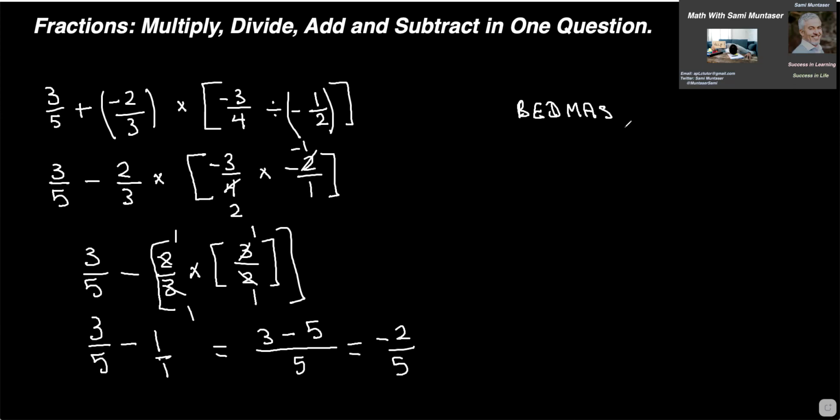I'm going to do one more. The other one that I'm going to do is, maybe use a different color here. So the other one is brackets 7/12 divided by -14, close the bracket, minus 3/8 times 5/3.